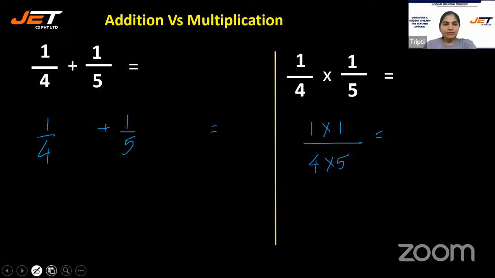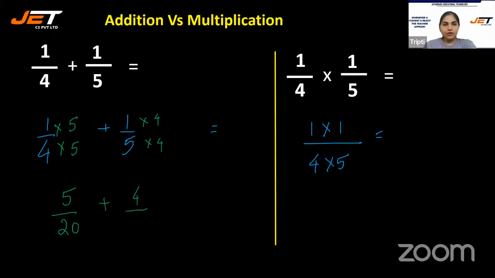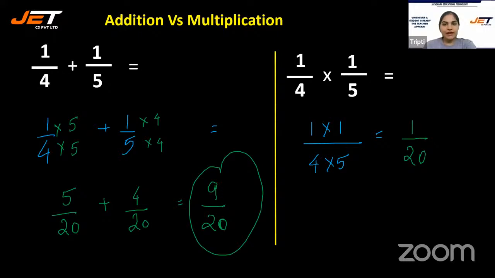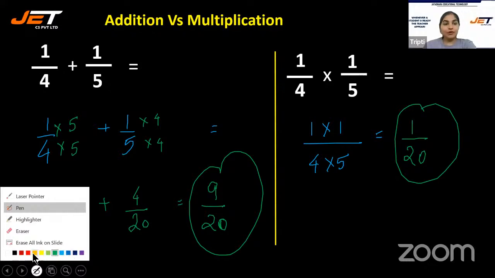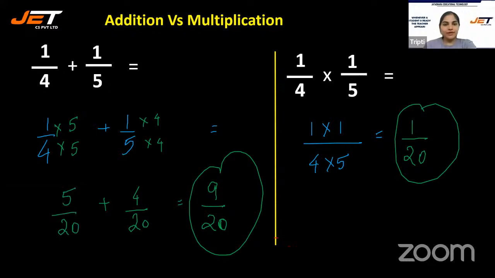So I'm multiplying the first fraction with the denominator of the second fraction, and the second fraction with the denominator of the first fraction. So 1 times 5 is 5, 4 times 5 is 20, plus 1 times 4 is 4, 5 times 4 is 20, which gave me 9 by 20. And here 1 times 1 is 1 and 4 times 5 is 20. 9 by 20 here and 1 by 20 here. Have you got the same answer? If yes, then great. If no, then focus.